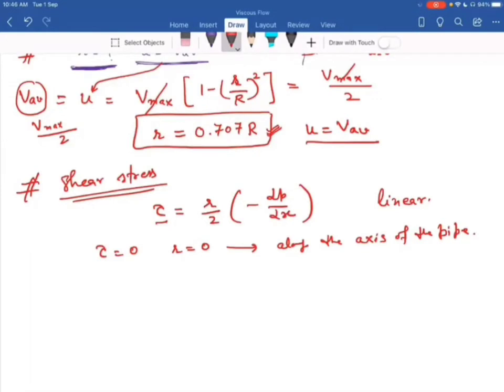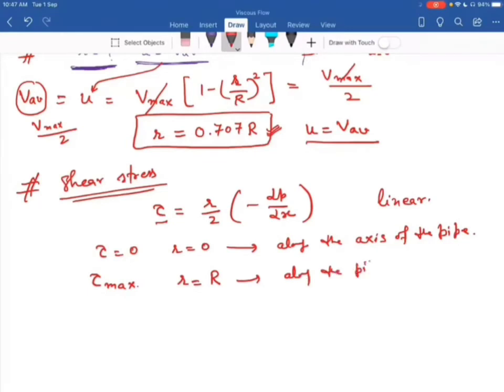So tau is maximum when small r is maximum. So the maximum value of r, at that very time you have maximum tau. That is along the pipe walls. So the tau max you can write as R by 2 into minus dP by dx. This is the maximum shear stress we have.